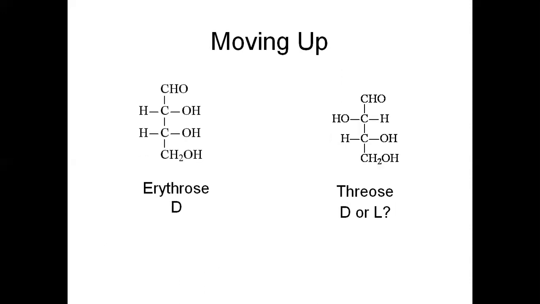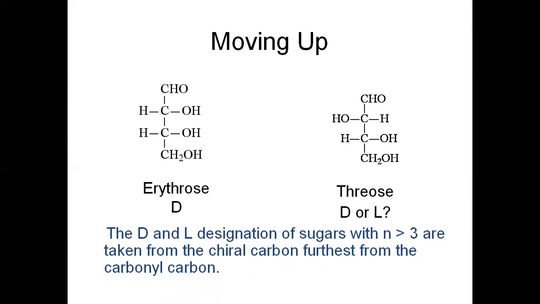If we start looking at more complicated molecules, we would run into erythrose and threose as the 2 aldotetroses. Erythrose can readily be identified as a D sugar, but if we look at threose, we might be confused about whether it is a D or an L, as one of the OHs is on the left-hand side. Therefore, remember that we always look at the OH group furthest from the carbonyl group when determining whether a sugar is D or L, and both of these are D sugars.